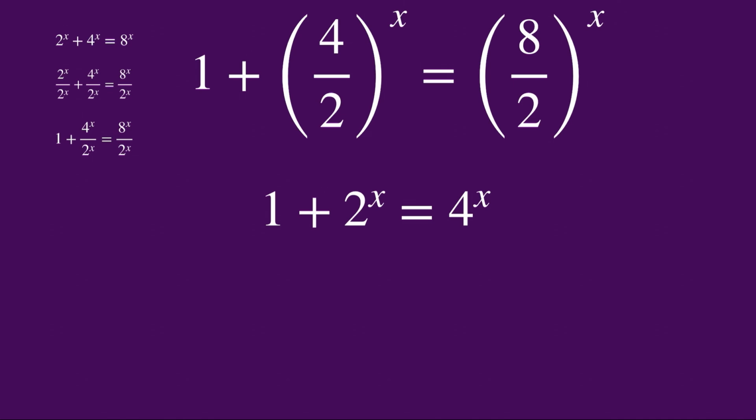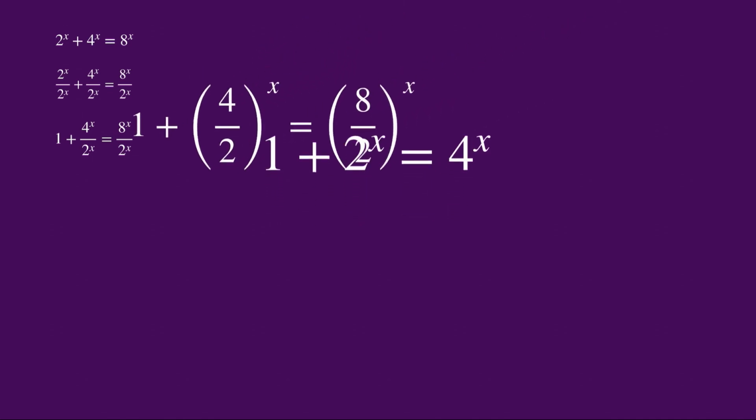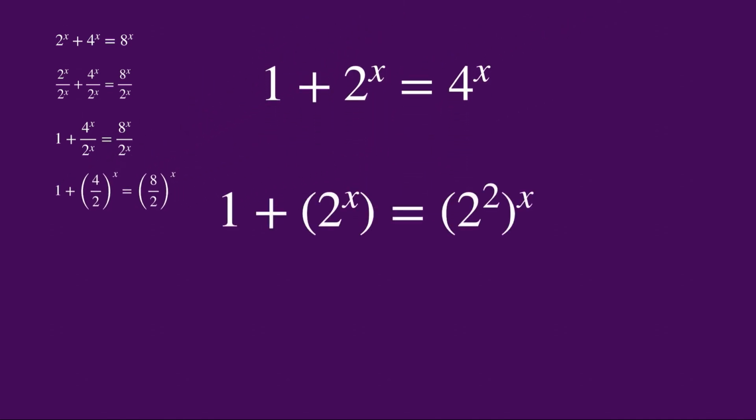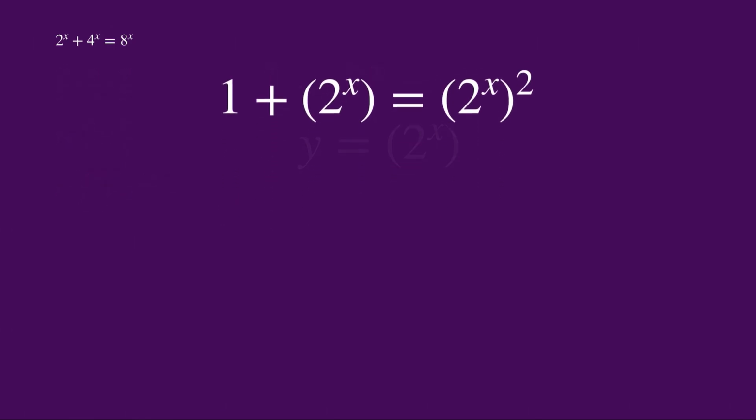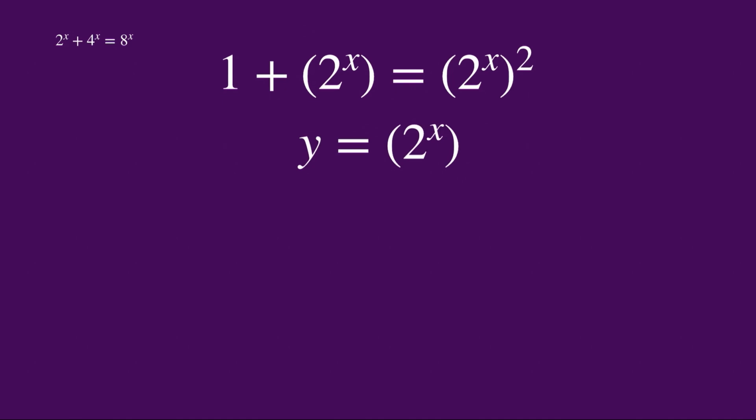Now 4 can be written as 2 square. So we'll have (2 square) whole to the power x. And since powers get multiplied and multiplication is commutative, we can write (2 to the power x) whole square. We will assume 2 to the power x as y. Our equation simplifies to 1 plus y equals y square.